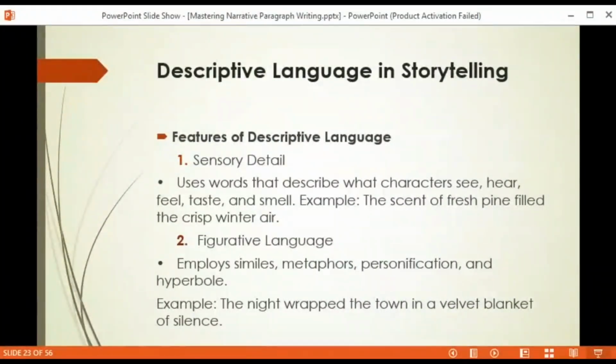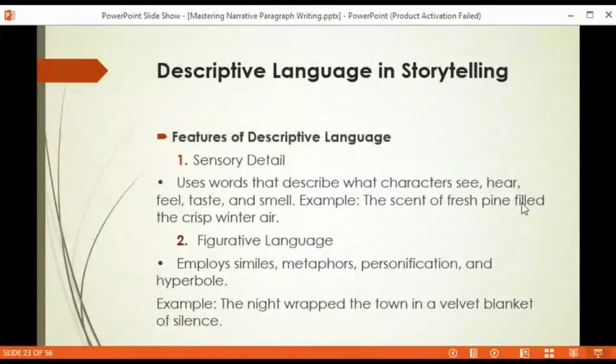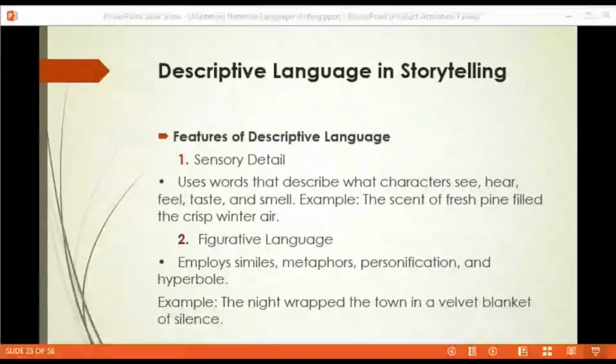What are the features of descriptive language? It has sensory detail. Use words that describe what a character sees, hears, feels, tastes, and smells. Example: the scent of fresh pine filled the crisp winter air. It has figurative language. It employs similes, metaphors, personification, and hyperbole. Example: the night wrapped the town in a velvet blanket of silence. Next slide, please.